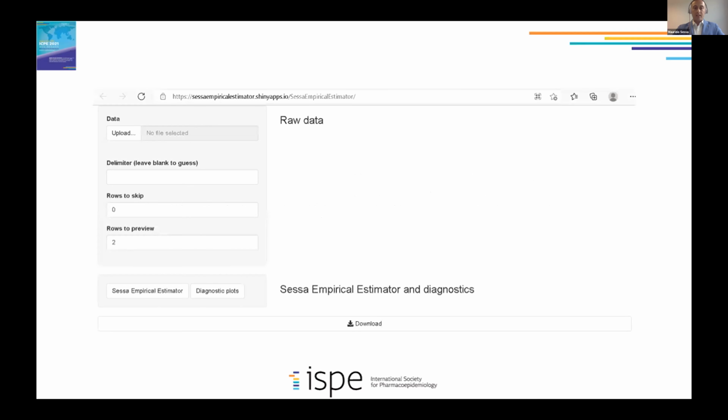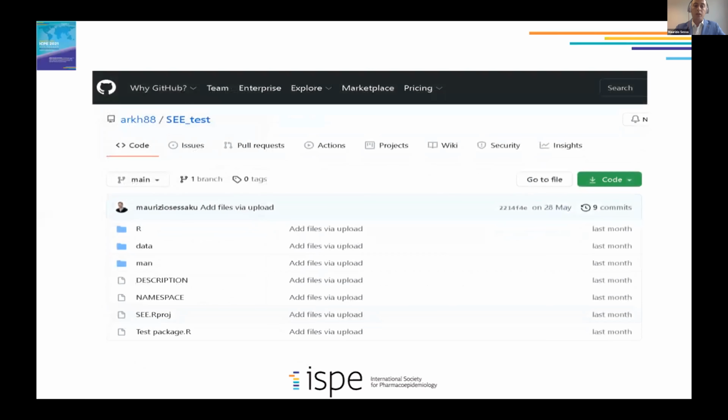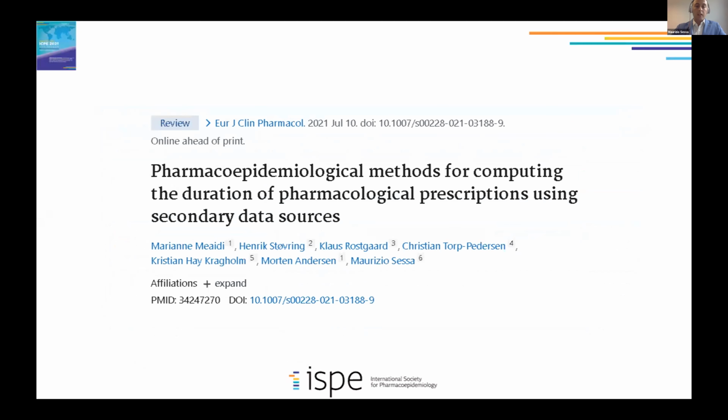How can you use that? There are tools out there that can be used. We have a Shiny app. I provided the link here, and you can simply upload your data and get the data set with the estimation already provided. And we also have an R package that is available on GitHub that can be downloaded and used. And if you want more technical details, we have a publication out there in which we describe in detail the various methods that can be used to determine the duration of pharmacological prescription when you don't have this information.